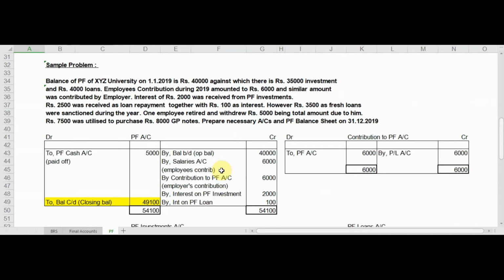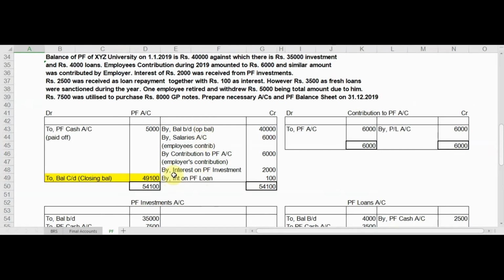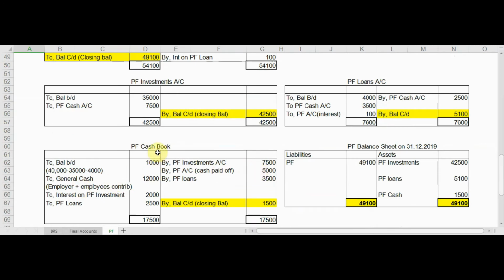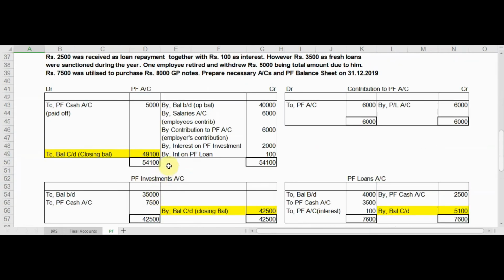Now, interest of rupees 2,000 was received from PF investment. The entry is interest on PF investment. See, PF cash book is debited, PF cash account debit to interest on PF investment 2,000. First entry. Then interest on PF investment is cancelled out by debiting it. So interest on PF investment account debit to PF account.